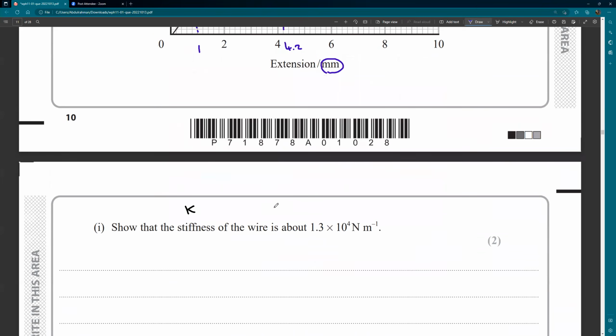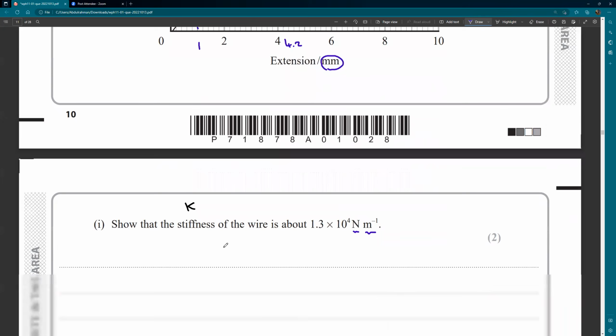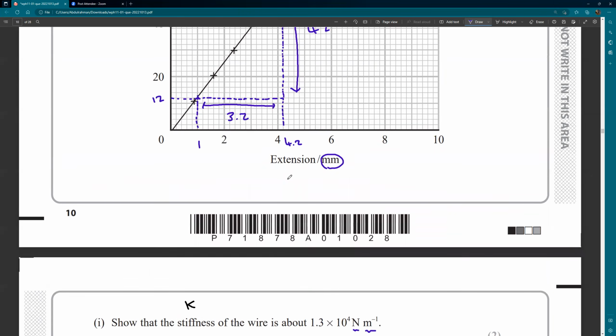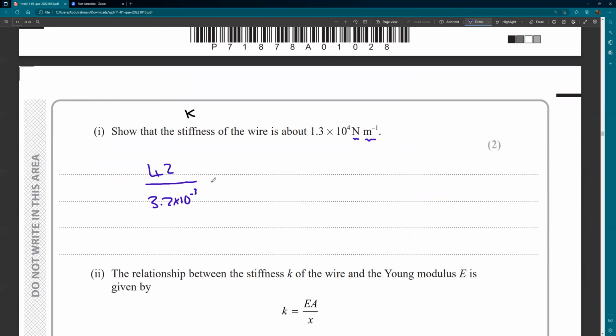It says show that the stiffness is in newtons per meter, so obviously you want the extension in meters. So let's say the gradient is 42 newtons divided by 3.2 times 10 to the minus 3, because to go from millimeters to meters, you have to divide by 1,000. Let's check what we get. So we get 13125 newtons per meter, which is around 1.3 to 2 significant figures.